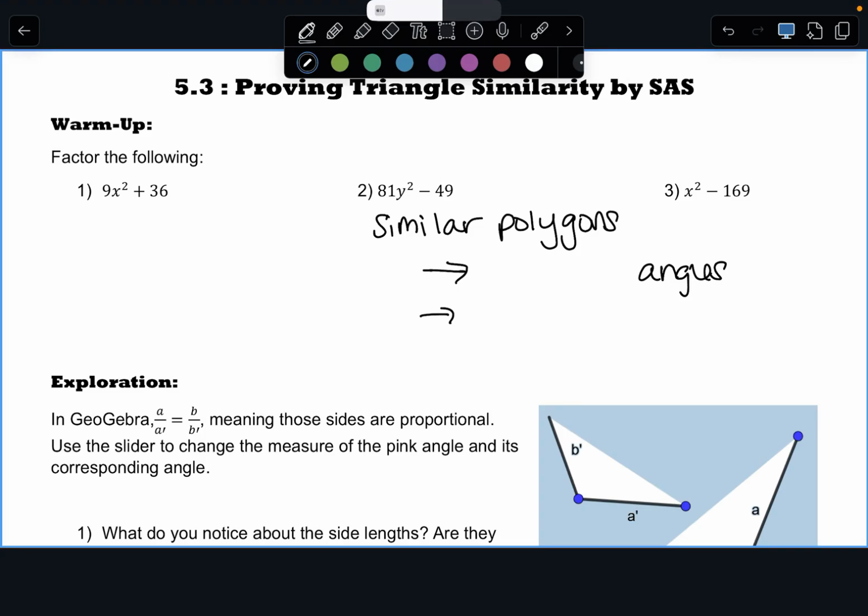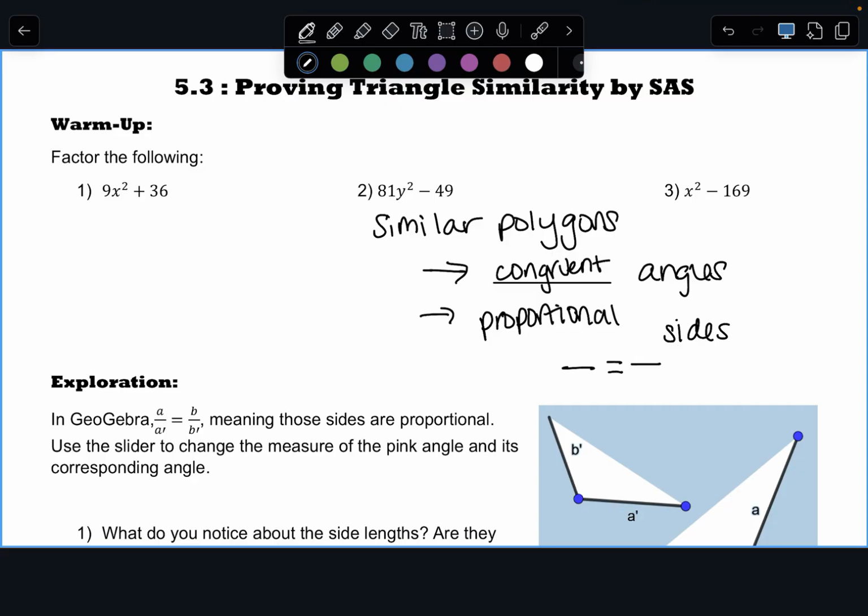Last week, similar polygons have congruent angles. You have to know that. What was special about their sides? It's a word. It's going to be on your test. Starts with P. Parallel. Starts with a P-R-O. Proportional. And remember, proportional meant fraction equal to fraction.